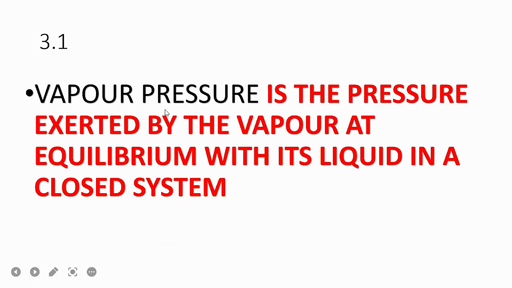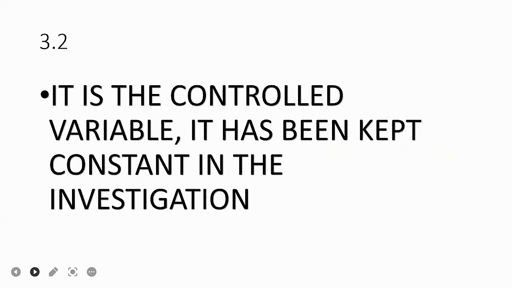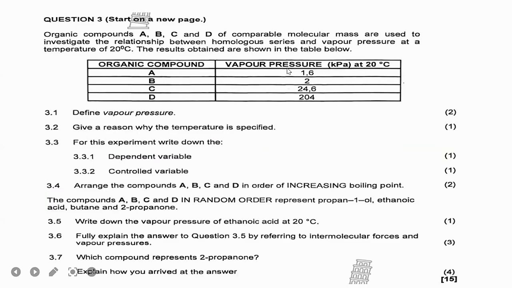We say the vapor pressure is the pressure exerted by the vapor at equilibrium with its liquid in a closed system. Then 3.2 says give a reason why the temperature is specified. We can see that we are given here that the temperature is 20 degrees Celsius. Now, why is it so? It's because that is the control variable. It has been kept constant in the investigation. So all these vapor pressures have been obtained at the temperature of 20 degrees Celsius.